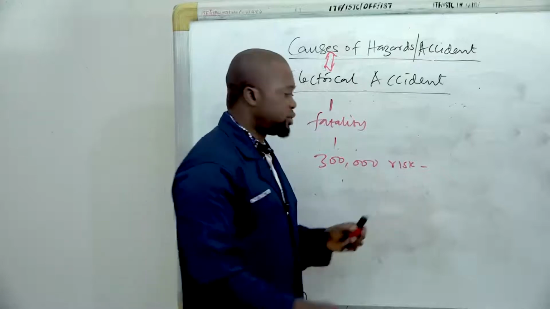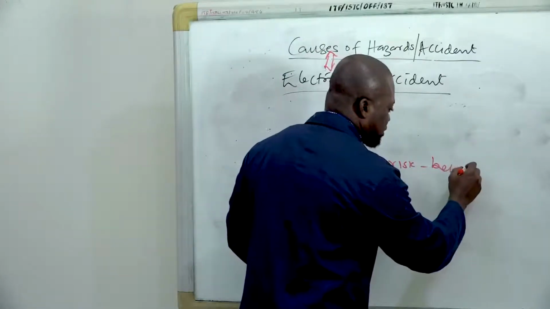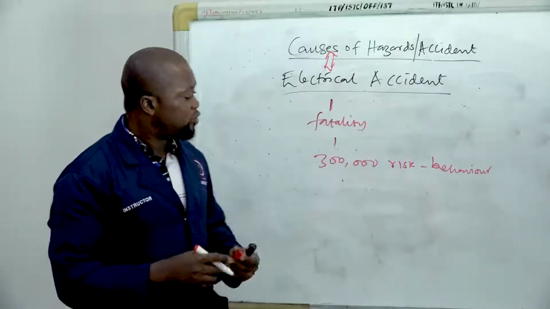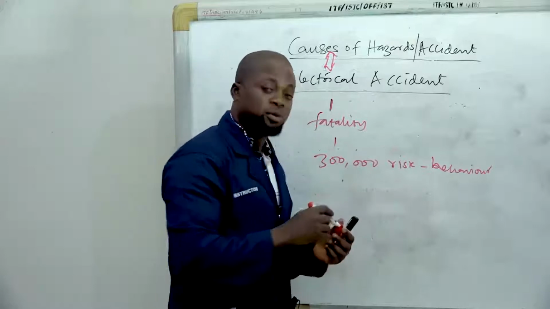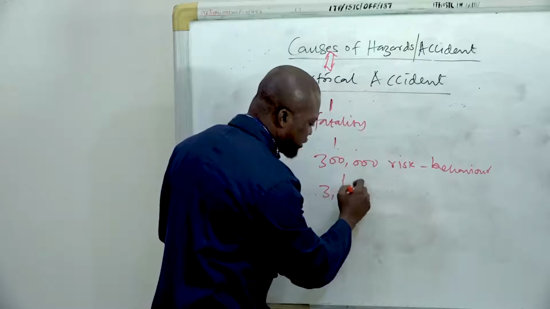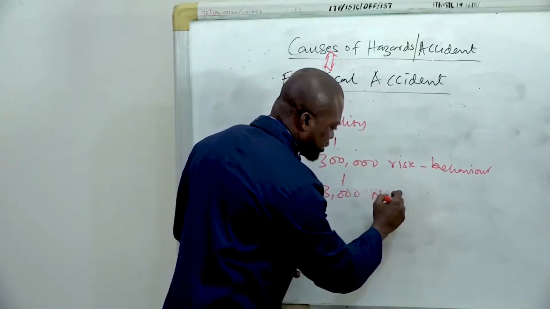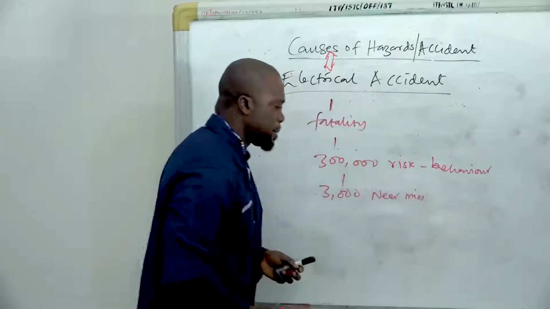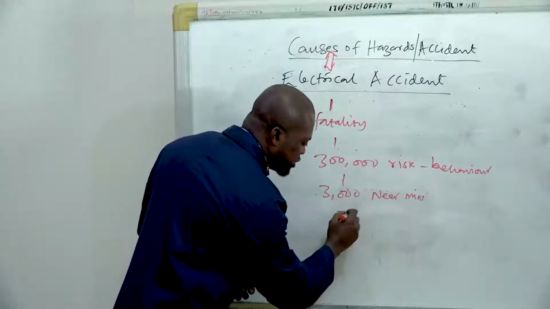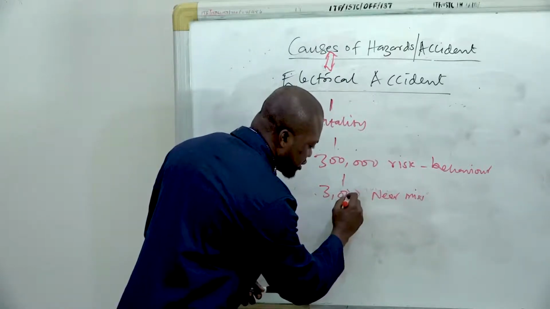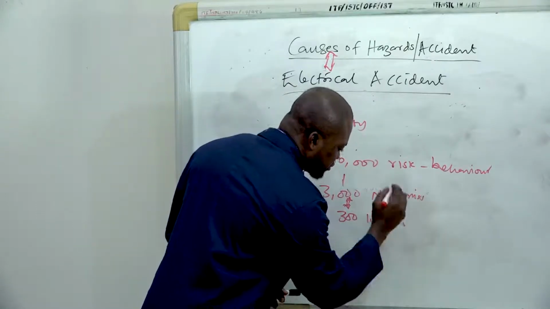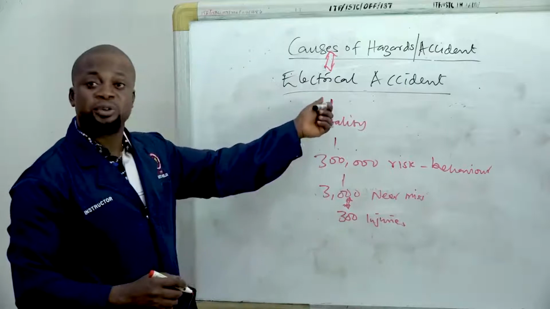These conditions, risk behavior, improper way of carrying out electrical work, improper way of doing things, can lead to deviation. And of course, with this, maybe 3,000 near misses. You might have recorded over 300 injuries, recorded or non-recorded, before you can consider this.